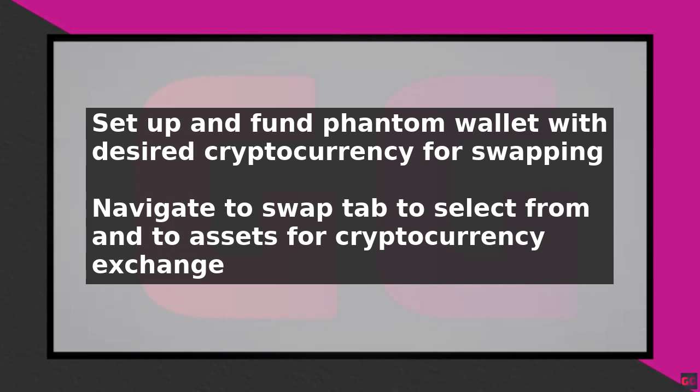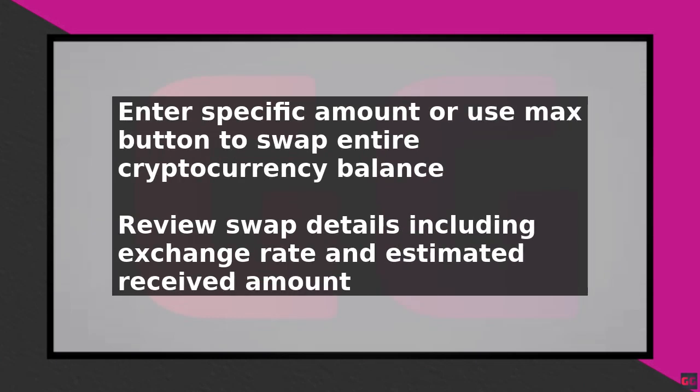Here, you can select the cryptocurrency you want to swap and the one you want to receive. For example, if you want to swap Solana for USDC, select Solana as the from asset and USDC as the to asset. Next, enter the amount of cryptocurrency you want to swap. You can choose to enter a specific amount or use the max button to swap your entire balance.